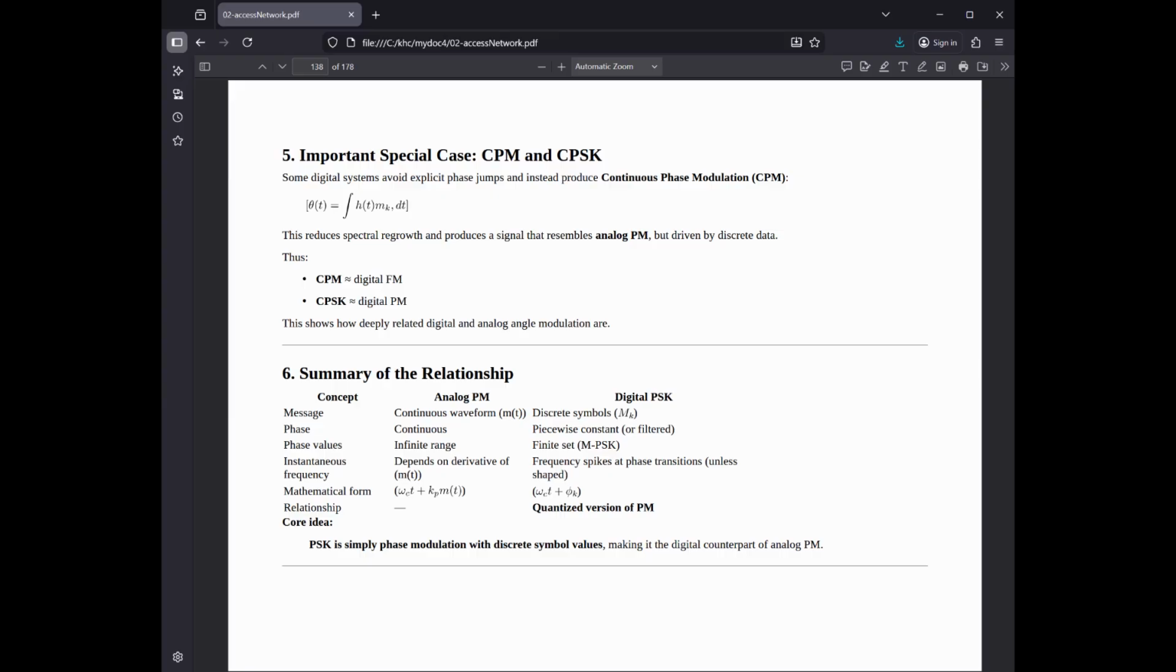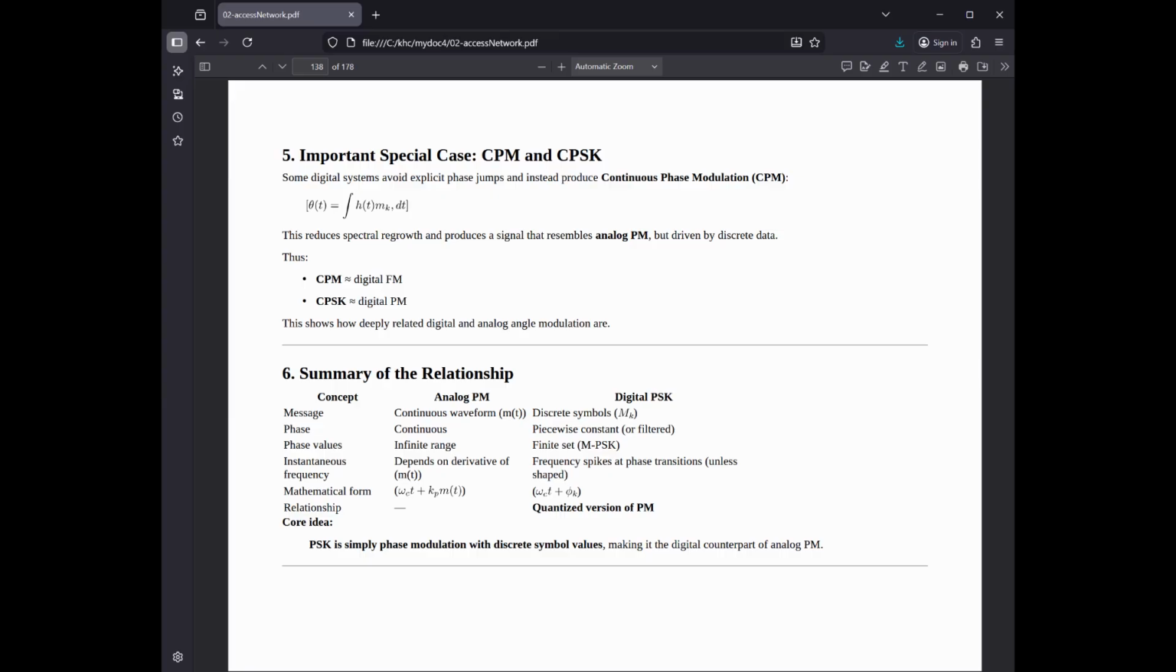Key example: minimum shift keying, MSK. The most famous version of CPSK is MSK. It is considered the cleanest way to send digital data because, 1. The phase shift is exactly 90 degrees per bit. 2. The frequency spacing is the minimum possible that still allows the receiver to distinguish between a 0 and a 1. 3. Why do we use them?